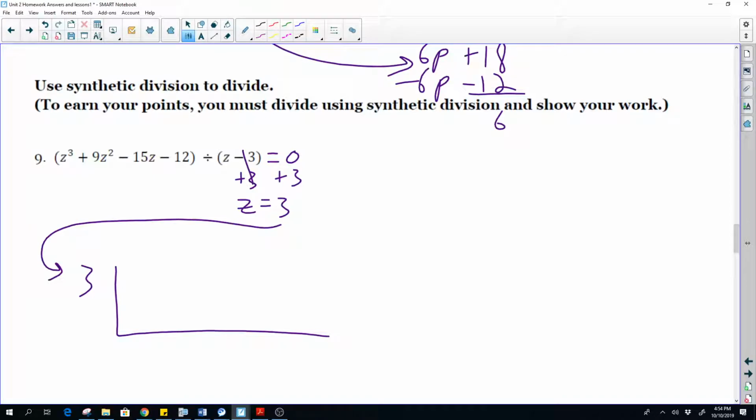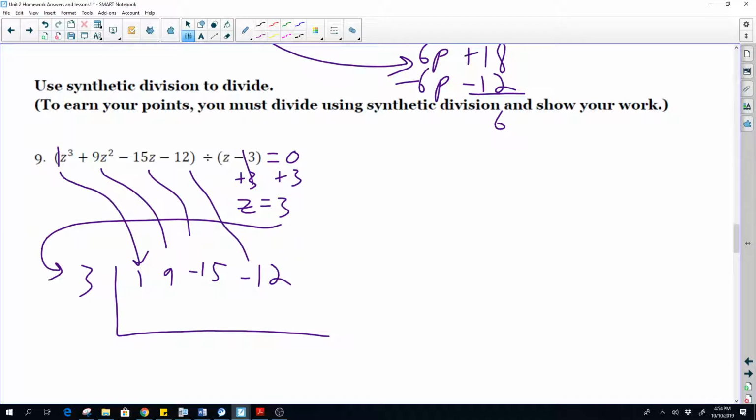And then we're going to take each of the leading coefficients. So an invisible 1 there we're going to use, so 1. And then bring down our 9. Bring down our -15. Oh, wait, am I missing a placeholder? Nope, we're good. Might have had to put a 0 there if we're missing a z squared or a z. Okay, bring down our -12. And then if you remember in synthetic division, the first step is to bring down that 1 before you start multiplying, adding, multiplying, adding, multiplying, adding. So bring down that 1.